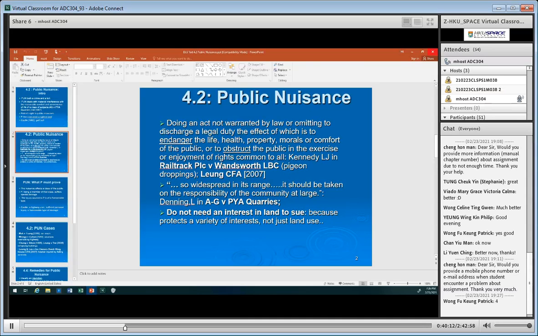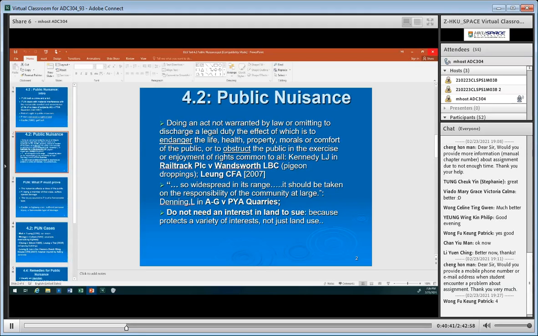But watch out for the last point, very important with public nuisance. You do not require an interest in land to sue in public nuisance. You do require a legal interest in land to sue in private nuisance. Most important. Watch out for that in exam questions, because in past exam questions, in part A of the exam, you have been asked to compare and contrast private nuisance with public nuisance.